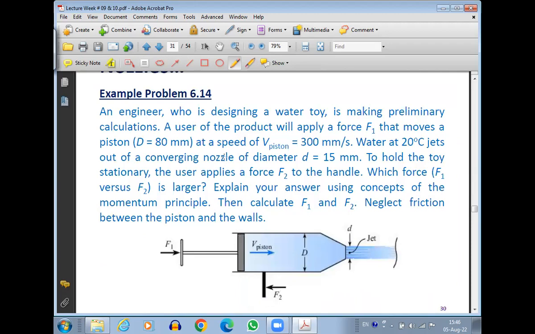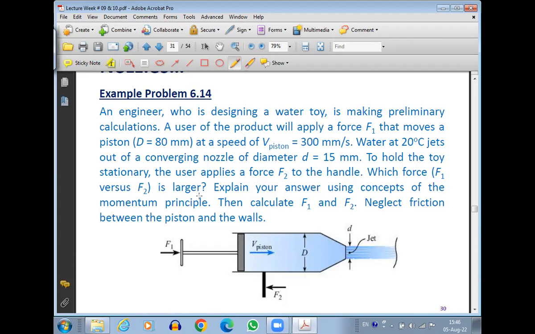Okay, we have an engineer who is designing a water toy and is making preliminary calculations. A user of the product will apply a force F1 that moves the piston at a speed of 300 millimeter per second. Water at 20 degrees centigrade jets out of a converging nozzle of diameter 15 millimeter. To hold the toy stationary, the user applies a force F2 to the handle. Which force, F1 or F2, is larger?